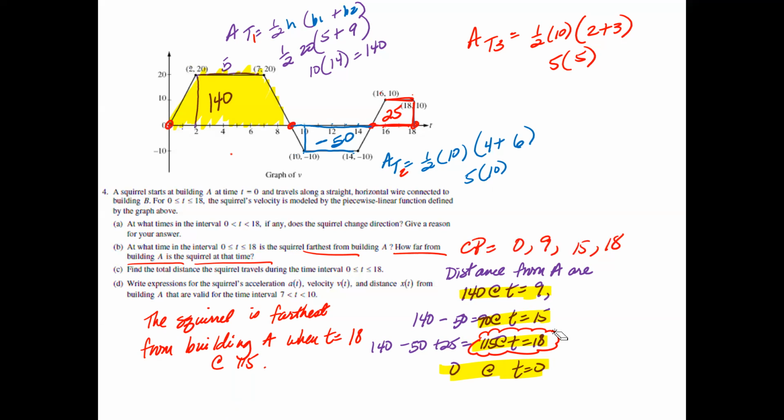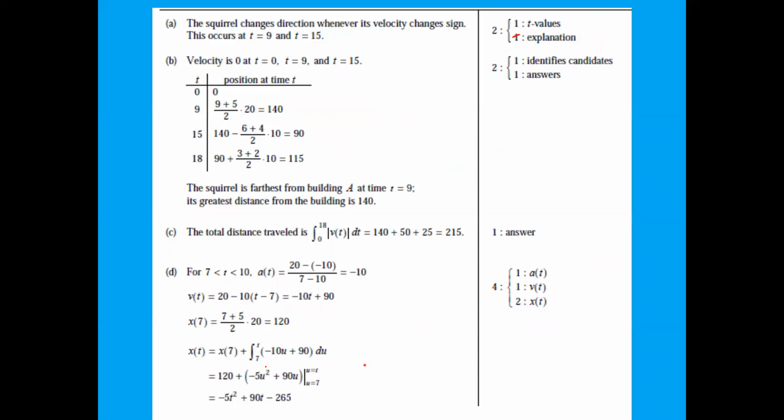Oh, I'm sorry. 140 when t is at 9. There we go. And so that's your answer for B. So looking at B right here, it is going to be worth 2 points. One for identifying the candidates, and the candidates are the 4 times at 0, 9, 15, and 18. 1 point for the answer, and it's at 140, t equals 9.